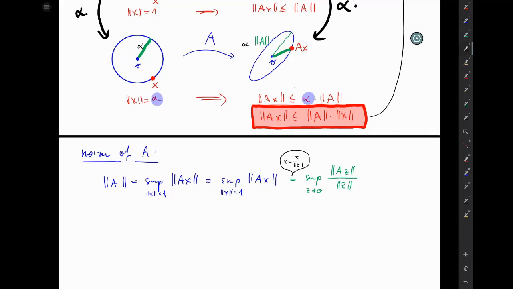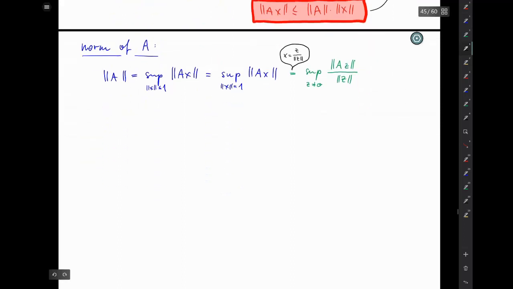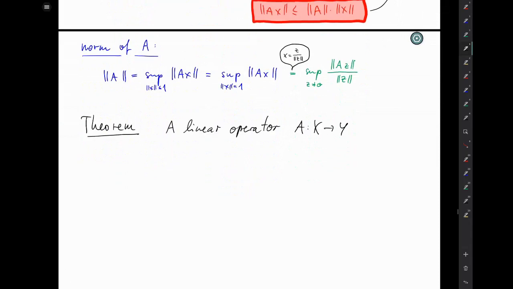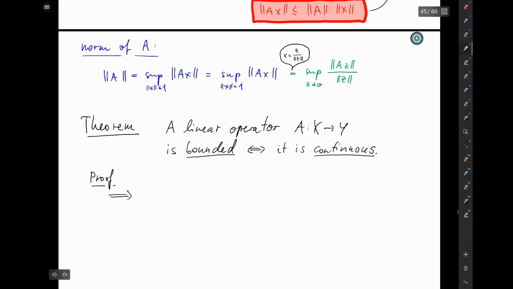Now, maybe you've heard some people speaking of continuous linear operators. What is that? Well, the following theorem says that a linear operator is bounded if and only if it is a continuous map from X to Y. So these two properties seem to coincide for linear operators. Of course, this theorem needs a proof. So let's start with the easy direction, which must be this one.